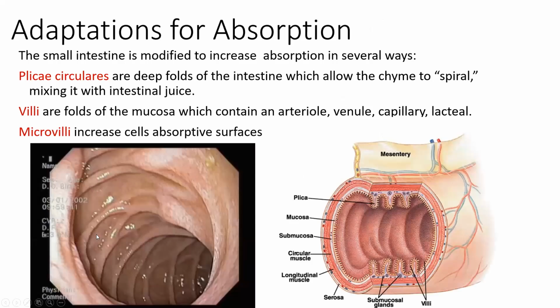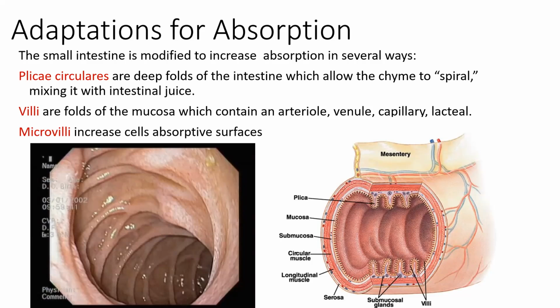So it looks something like this. These are the plicae circularis. These are the rings. This is a duodenum right here. All of these rings here are the plicae. The plicae then are going to have projections coming off of them known as villi. Those are the folds, the fingers sticking out. And then the villi have microvilli coming off of them to increase the surface area even more. Because you got the ridges, you got the rings, then you got the villi.